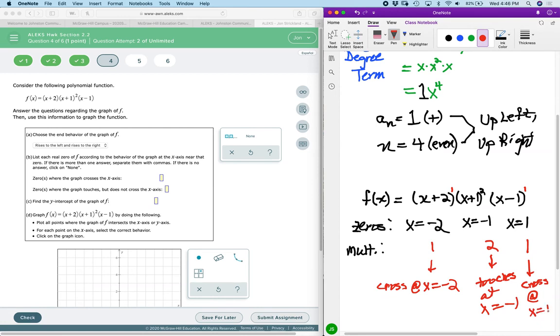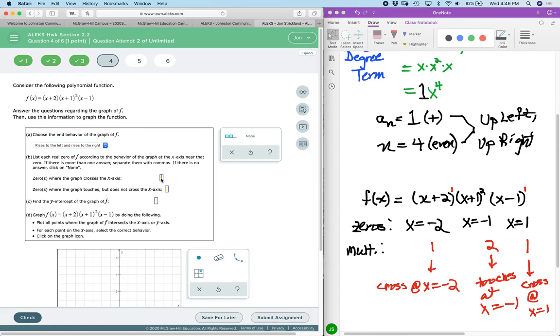So in terms of where the graph is going to cross the x-axis, that's going to be one location for touching, 2 locations for crossing. We have at negative 2 and 1 where the graph crosses, and the graph touches but does not cross the x-axis at negative 1.